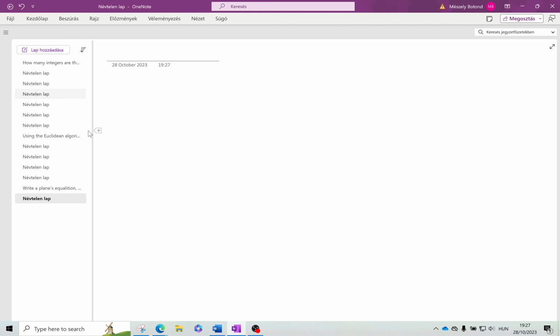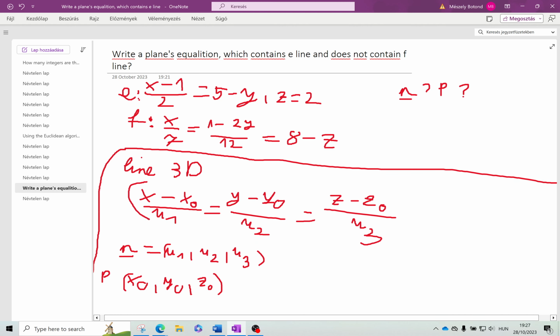So using this knowledge, we transform A to look something like this. What do I mean by that? So we don't need to do anything about x minus 1 per 2. It looks just like that. This and this look similar, so it's in the right form.